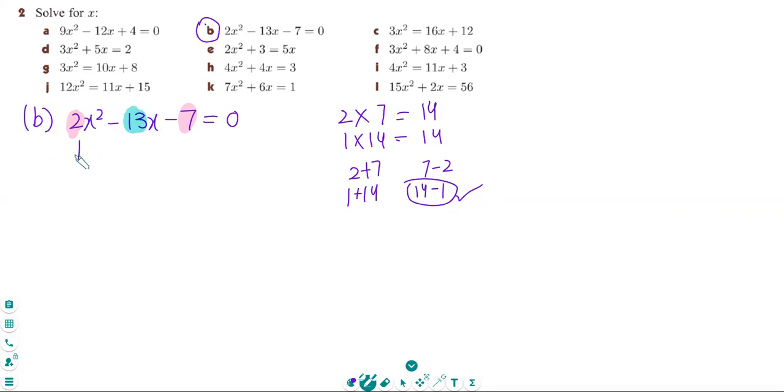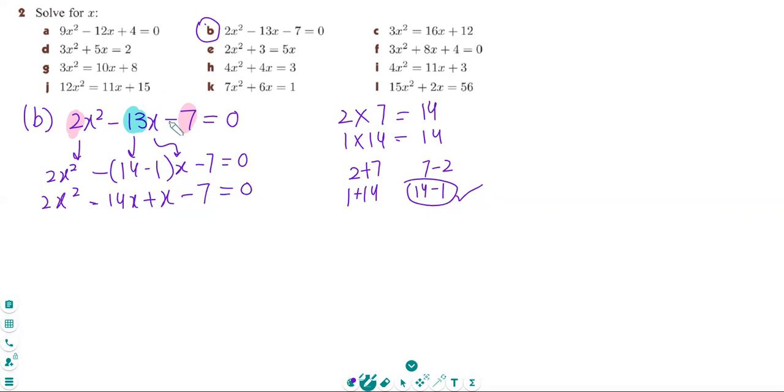Okay, so this 2x square as it is, negative as it is, this 13 will be written as 14 minus 1, and x as it is, minus 7 is equal to 0. So expanding it, 2x square minus 14x plus x minus 7 is equal to 0. So basically we have broken this negative 13x term into these two terms, negative 14x plus x, right?